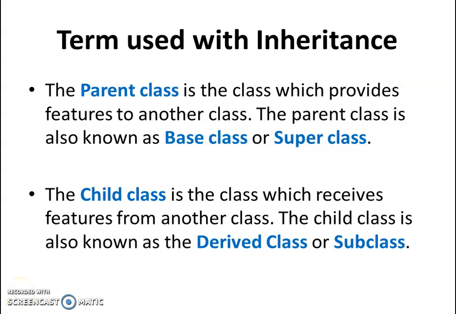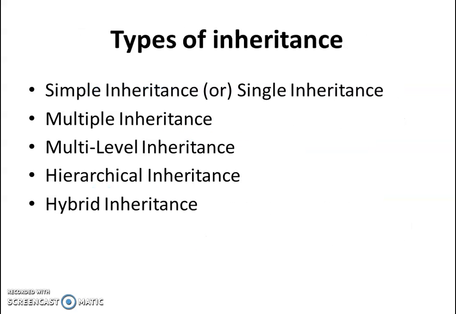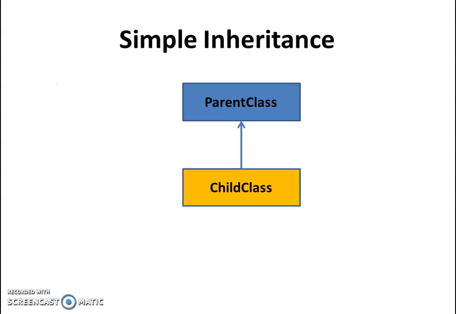So we have types of inheritance, and we can divide inheritance into 5 types. First one is simple inheritance, or we can call it single inheritance. Next one is multiple inheritance. Next are multi-level, hierarchical, and hybrid inheritance. So let's see them one by one.